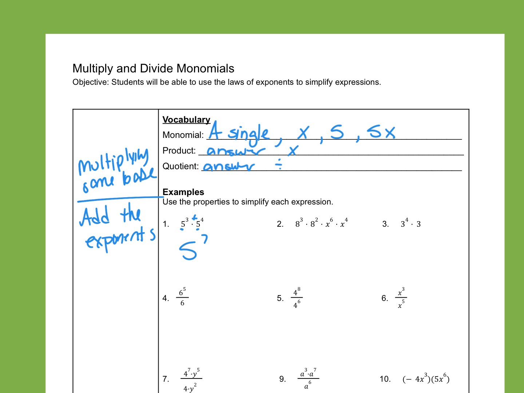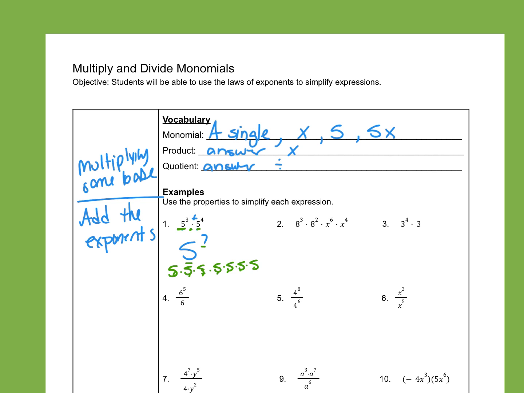Even if you forget this shortcut rule, you can still solve the problem. You can just write it out the long way. So think about, what does each of these mean? What does 5 to the 3rd mean? Well, that would mean 5 times itself 3 times. And there's the multiplication sign in the middle. And what does 5 to the 4th mean? It means 5 times itself 4 times. And then I can look at this problem written all out, and I have 1, 2, 3, 4, 5, 6, 7. I have 5 being multiplied by itself 7 times. So we can still get to the answer without using that exponent rule. It just helps us get there faster.